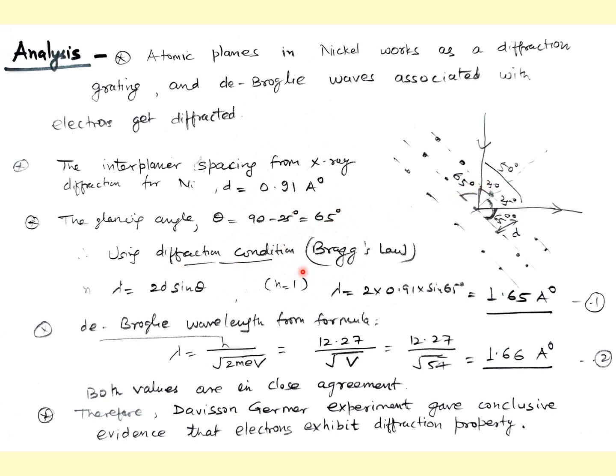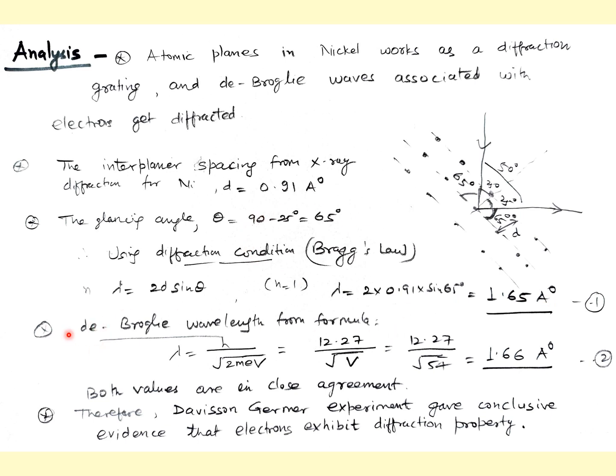So using the diffraction condition, known as Bragg's law, 2d sin theta equal to n lambda, and for n equal to 1, meaning first order diffraction, lambda equal to 2d sin theta, 2 into d is 0.91 angstrom into sine 65 degree, and it comes to 1.65 angstrom.